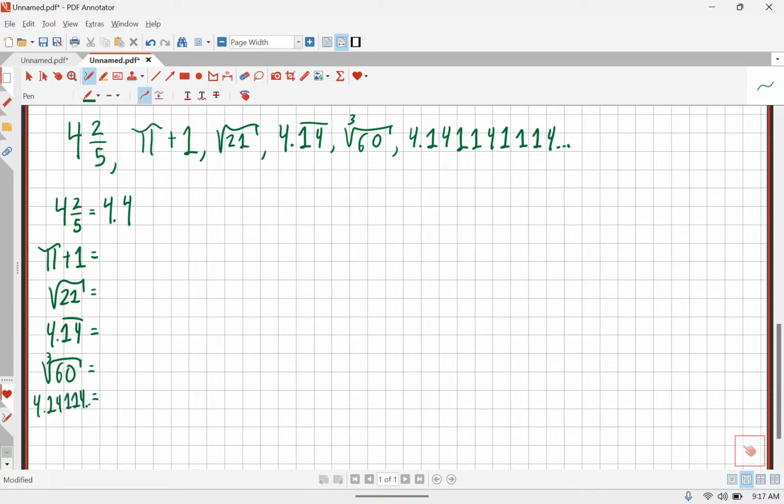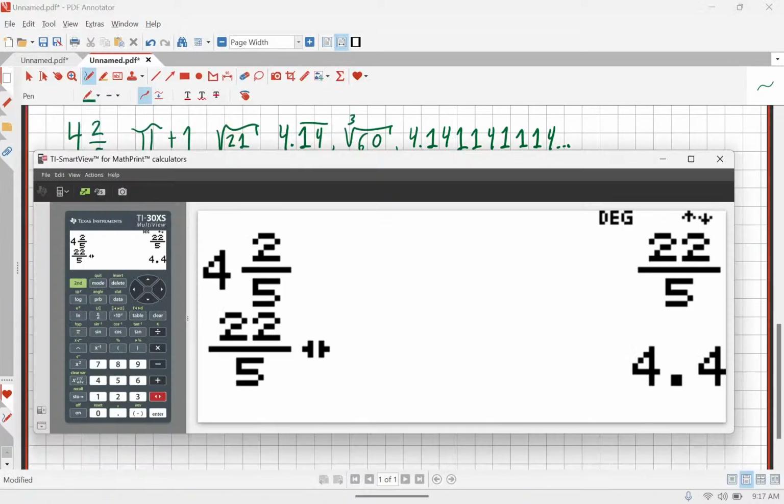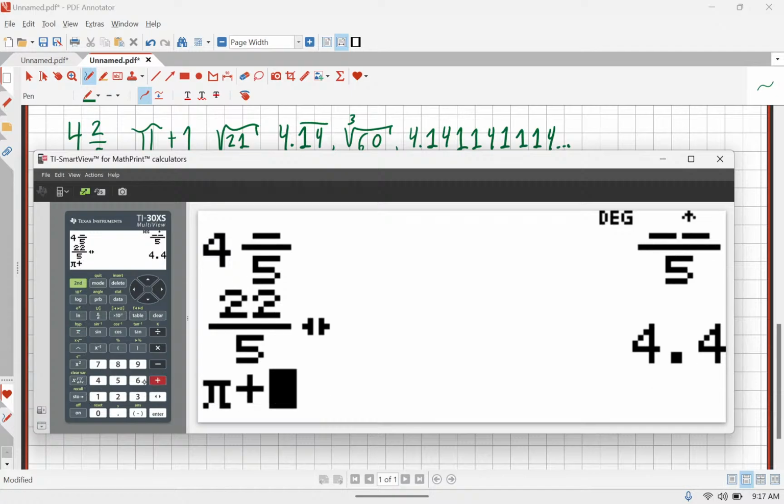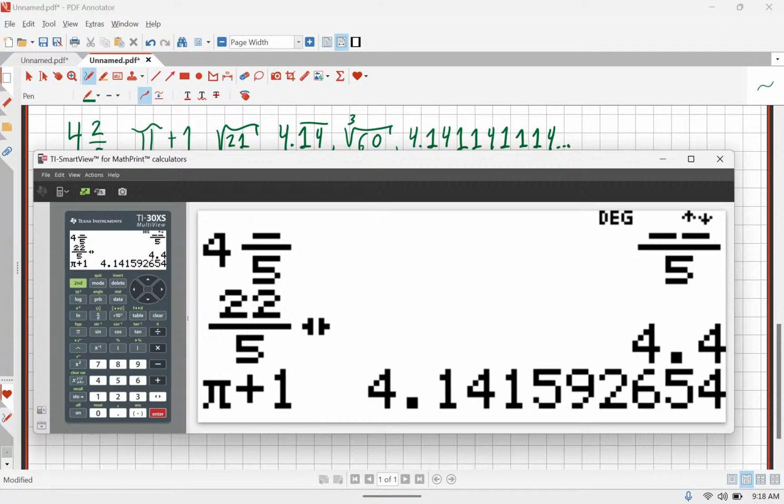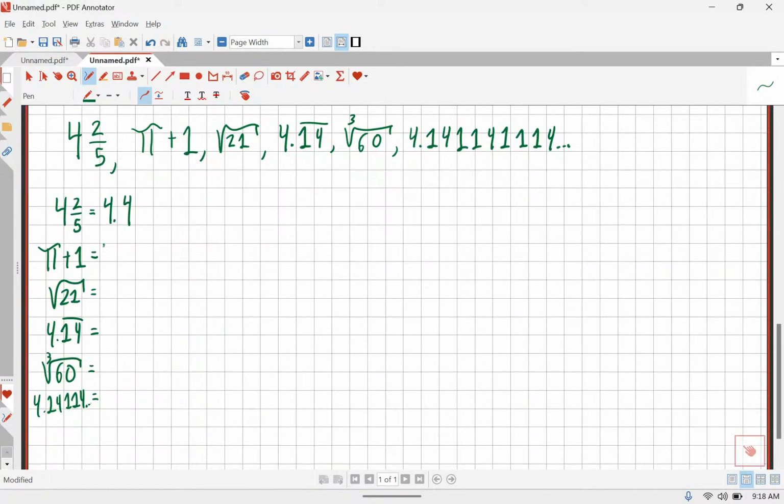Okay, let's do pi plus 1. In your calculator, guys, you actually have a pi button. It's right here. So you do pi plus 1. Don't use 3.14 or 22/7 this year. You've got a pi button. Just use that. All right, 22/7 and 3.14 come up later, but we'll deal with that then. 4.14159. I'll just take it that far.